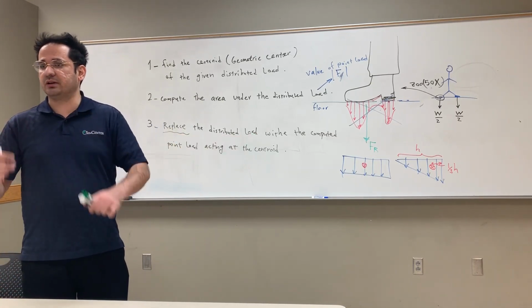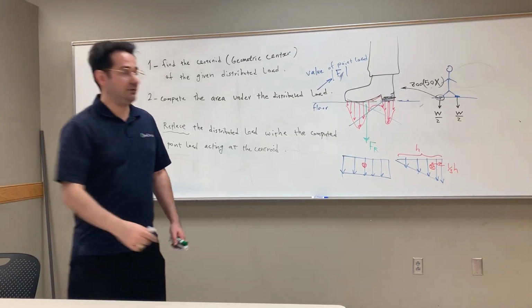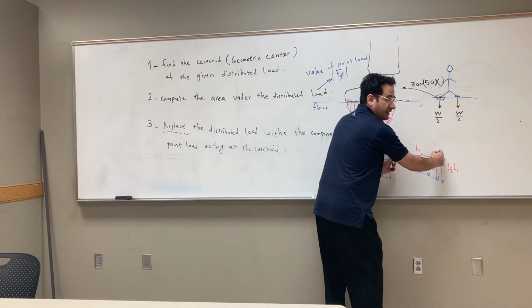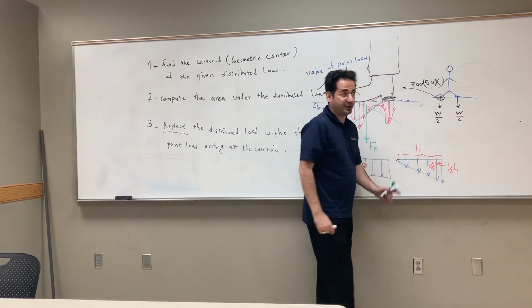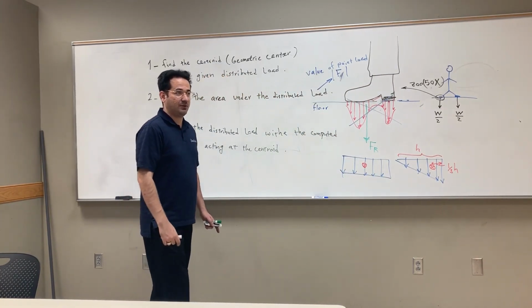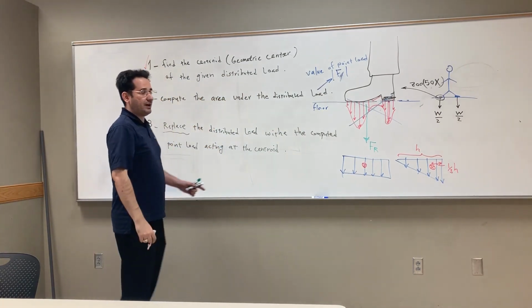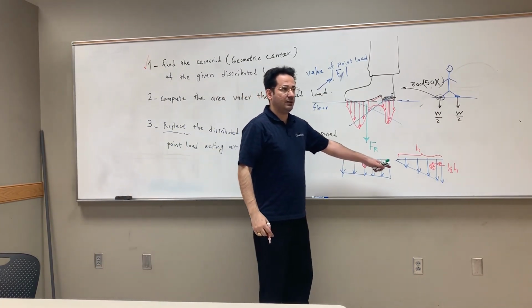From the base, it's 1/3 of the height. It's not just 1/3, it's 1/3 of the height. If this was 0.5, it's 1/3 of 0.5. Don't forget that. It's not always 1/3. Sometimes students make that mistake. So step number one is pretty easy as long as you have loading like this, right?